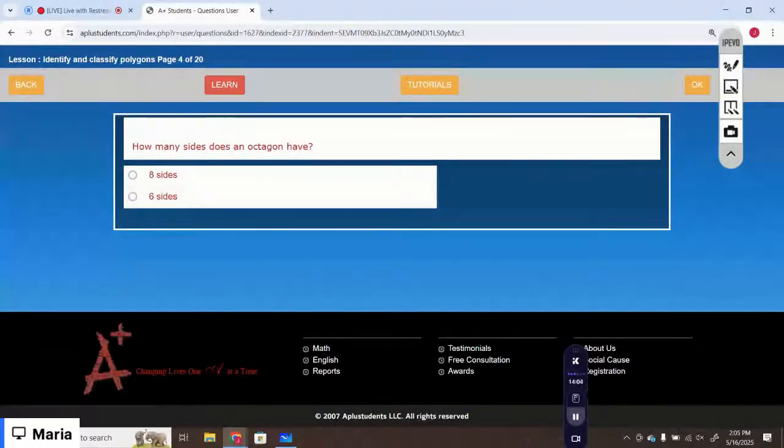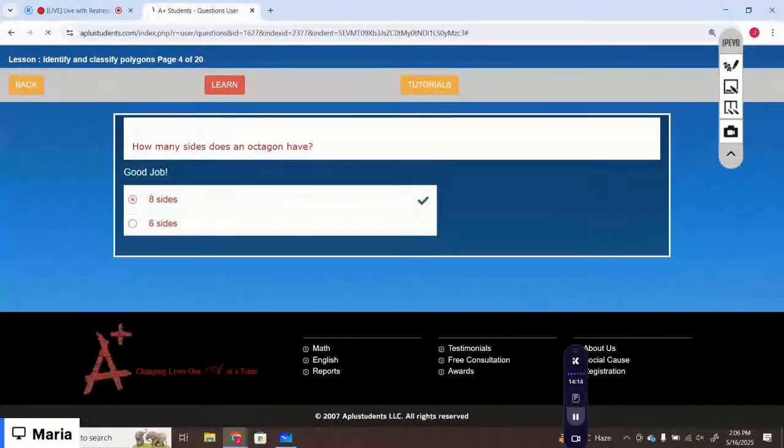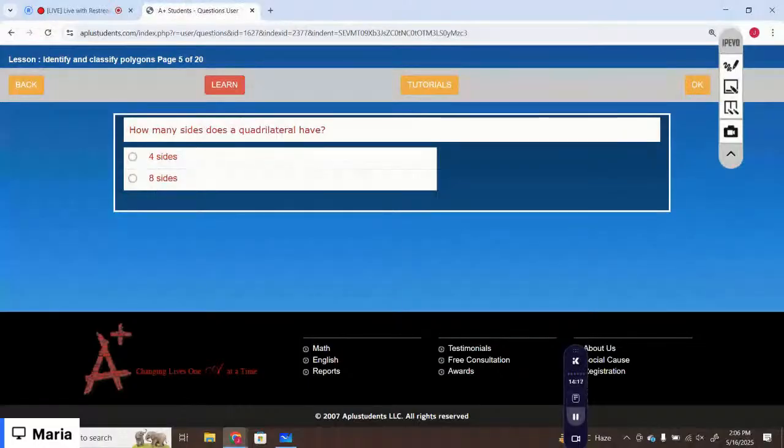How many sides does an octagon have? Octagon is 8, so octagon has 8 sides. Option number 1 is the correct option, that is 8 sides. How many sides does a quadrilateral have? So which is the correct option? Quad means 4 sides. So the quadrilateral has 4 sides. Option number 1 is the correct option, that is 4 sides.